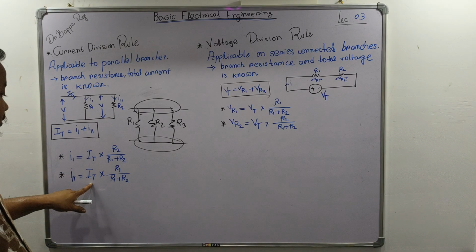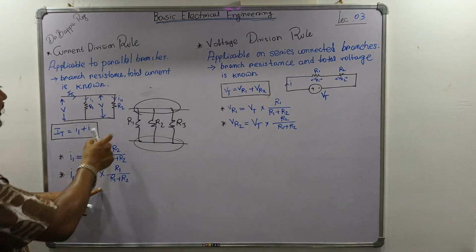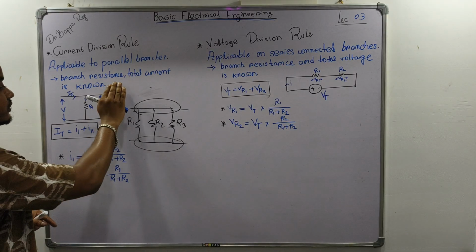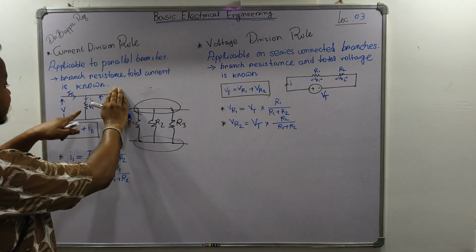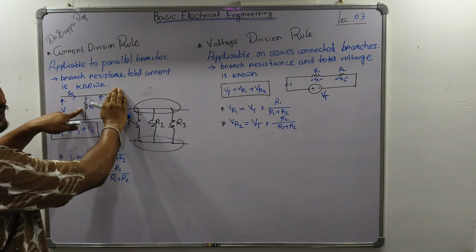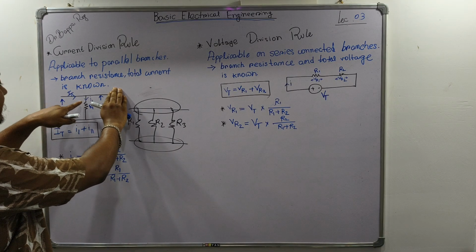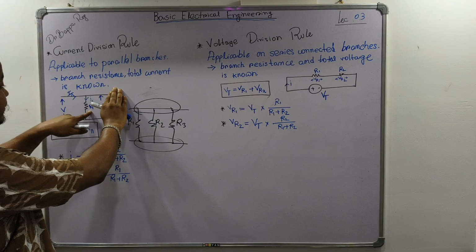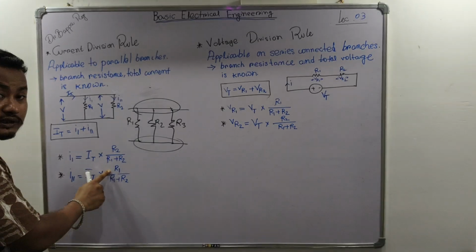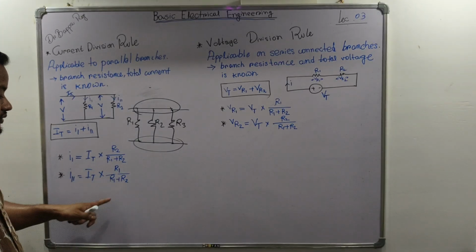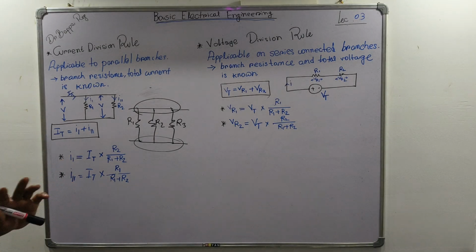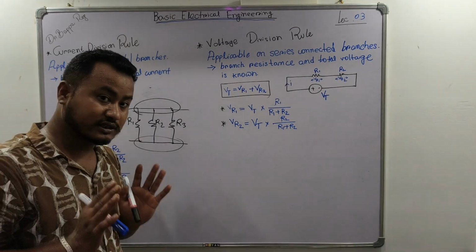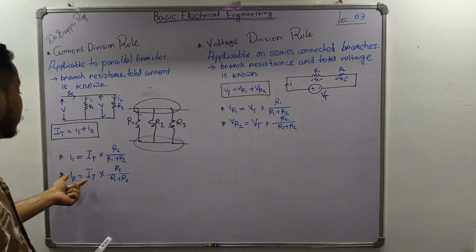I2 is the total current into... we want to calculate across this branch, so we'll hide this branch. Then we have this other branch. In this branch the resistance value is R1, so we'll keep R1 upside, then divided by total resistance. Okay, this is so simple. Just keep it in mind for the current division rule.